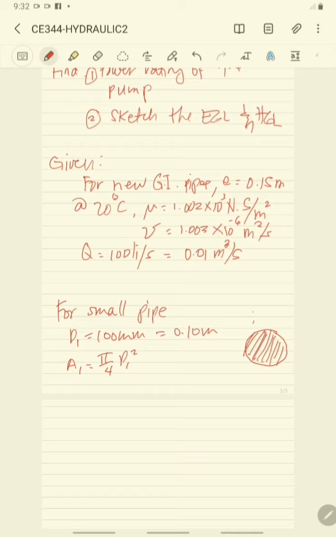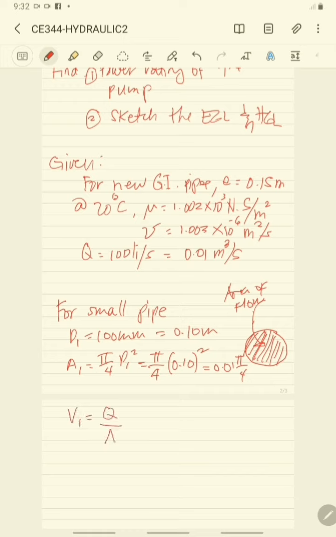So the area of flow is just equal to the area of a circle. We substitute these values: pi over 4 times 0.10 squared, which is equal to 0.01 pi over 4.